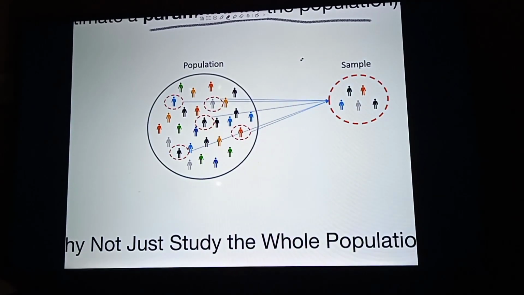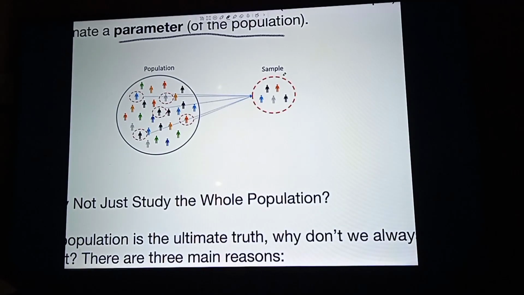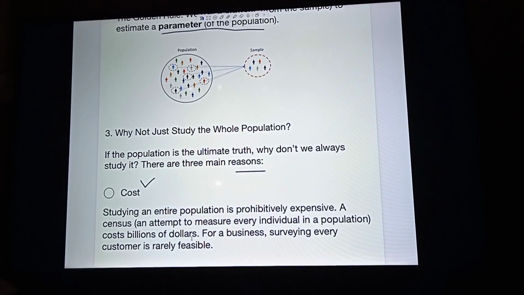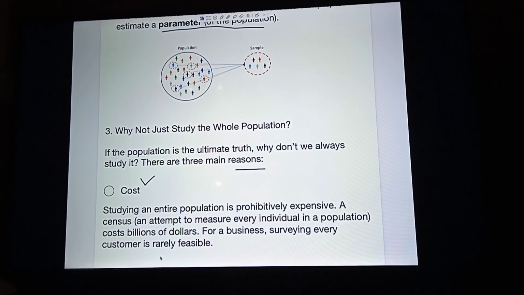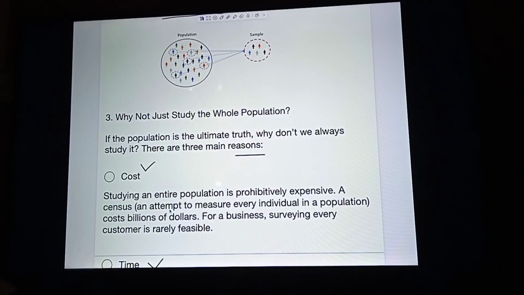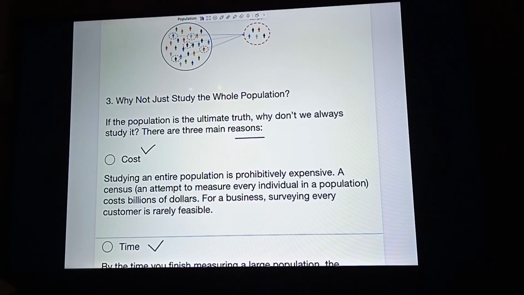So representativeness is a must for a sample. Now the question is, why don't we study the entire population? Here are some reasons that we cannot study the entire population. Although the results are accurate if we study the whole population, that is not possible, and due to these three main reasons, it is not possible to study the whole population.